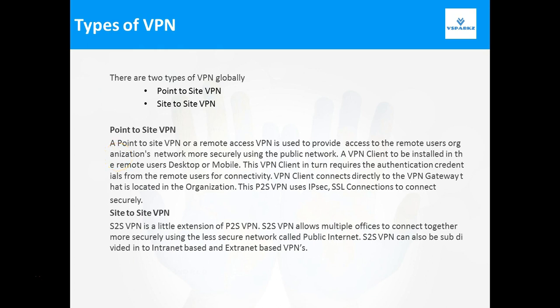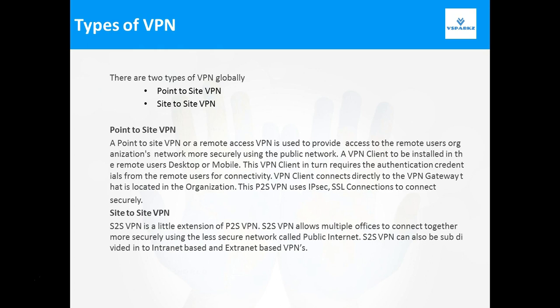Let's see the types of VPNs. Point-to-site VPN and site-to-site VPN are the two major types of VPNs available generally. Point-to-site VPN, or a remote access VPN, can be made from a particular device to a network. For point-to-site VPN, a VPN client should be installed in the remote user's desktop or mobile. This VPN client will connect directly to the VPN gateway of your organization's network.